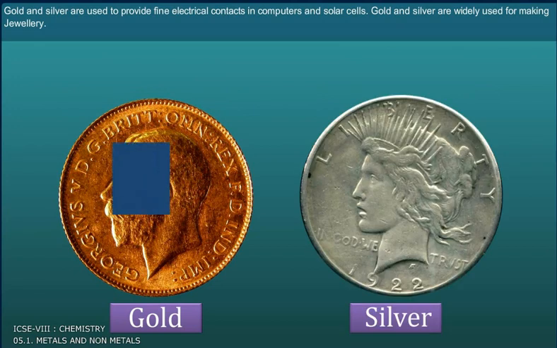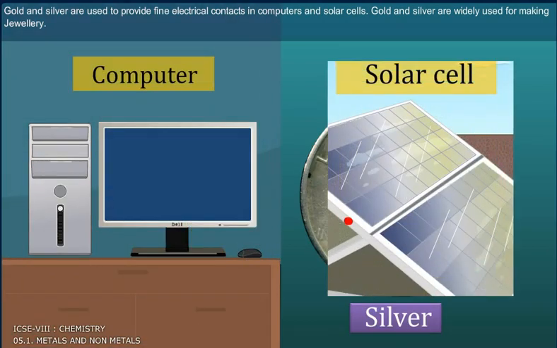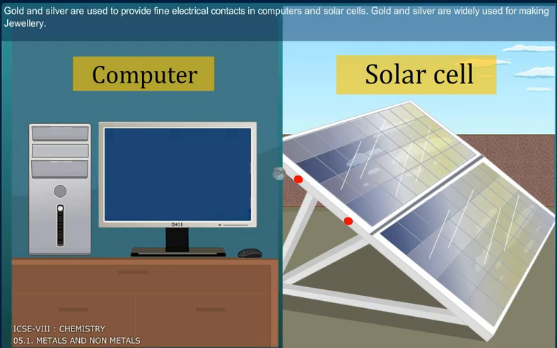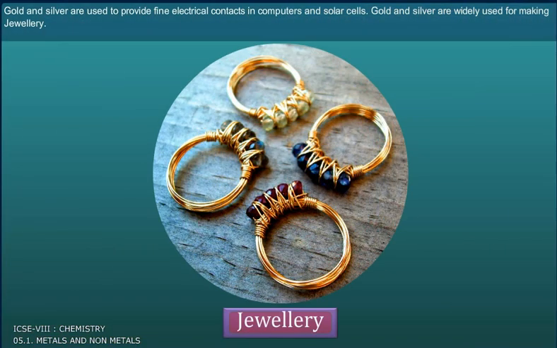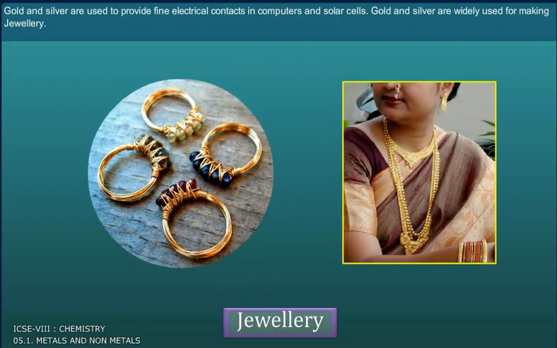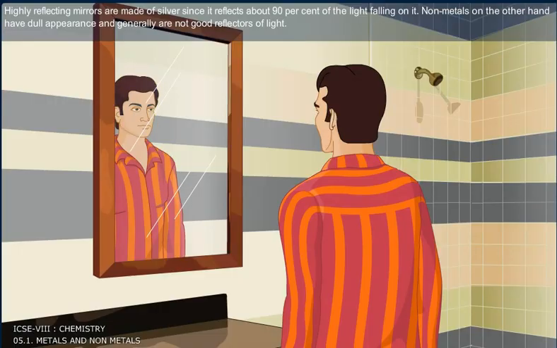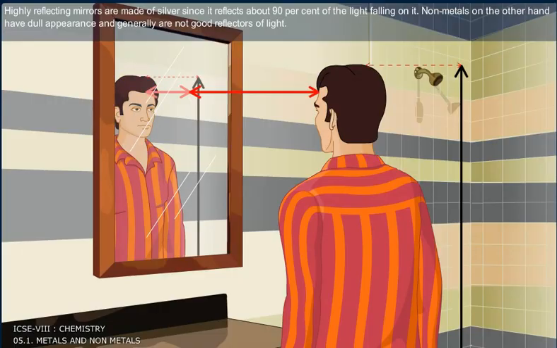Gold and silver are used to provide fine electrical contacts in computers and solar cells. Gold and silver are widely used for making jewelry. Highly reflecting mirrors are made of silver since it reflects about 90% of the light falling on it. Non-metals, on the other hand, have dull appearance and generally are not good reflectors of light.